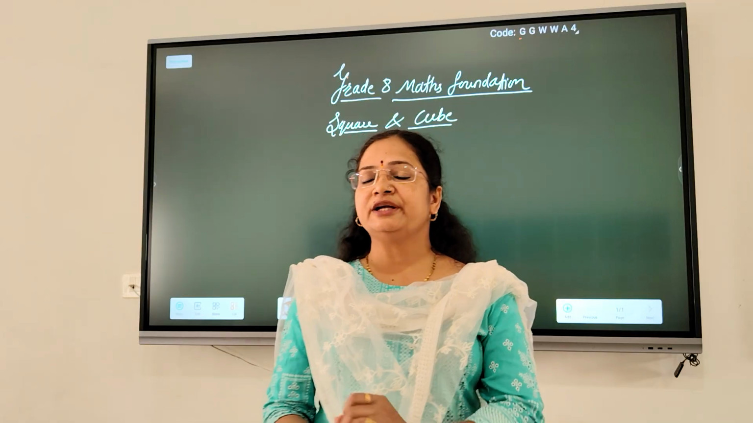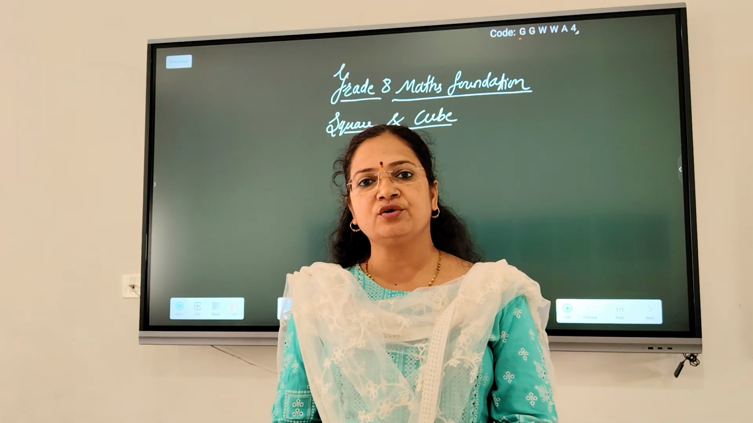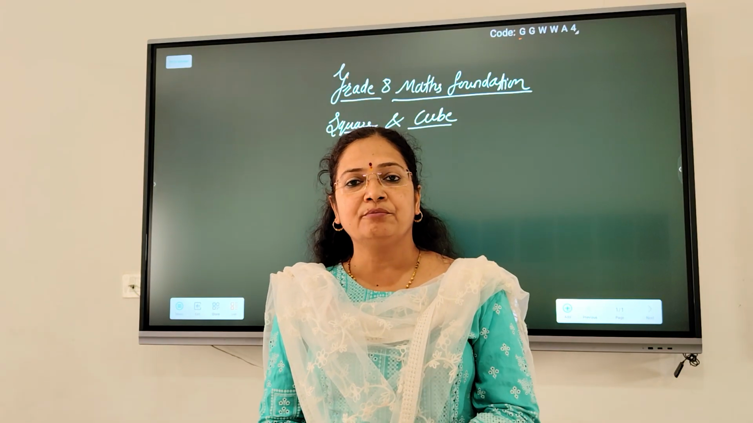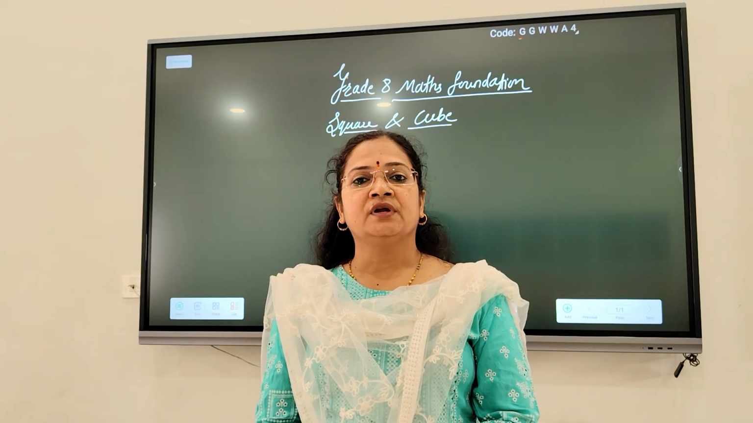Today we will start cube and cube root. First we will revise what is square and square root. We have seen how to find square. If a number is multiplied by itself, then we will get square.